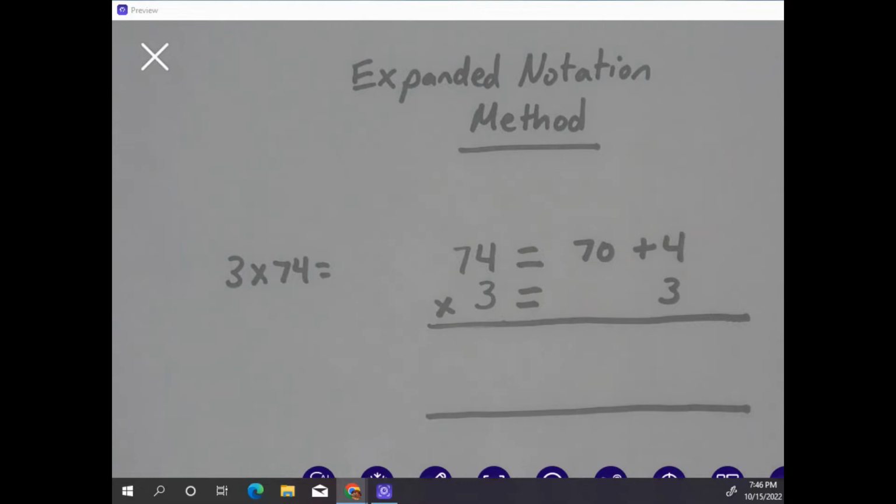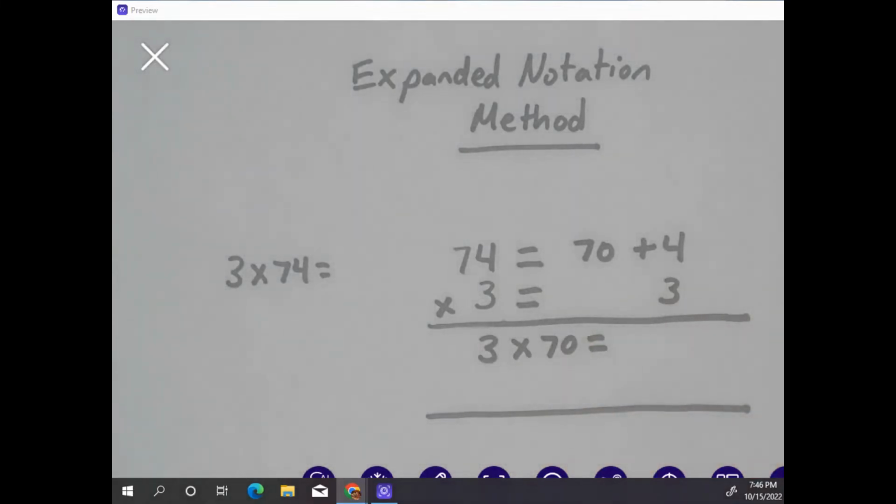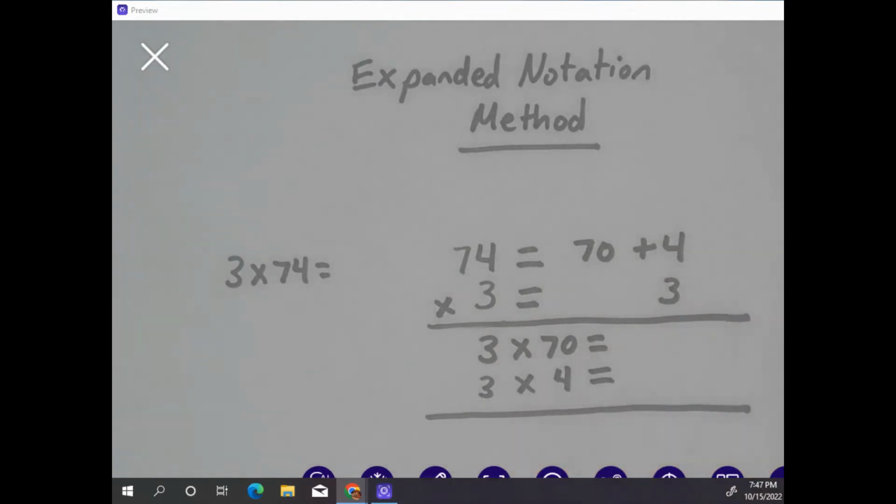Now we're going to multiply these the same way we did the place value sections. I'm going to multiply the 3 times the 70, and I'm going to write that in between these two lines that I drew here. So 3 times 70 equals. I got that from here, 3 times 70. The next I'm going to multiply is 3 times 4. I'm going to write that down below. 3 times 4 equals. I have two problems. It's the exact same as that place value problem that I did earlier, and I remember my answers.